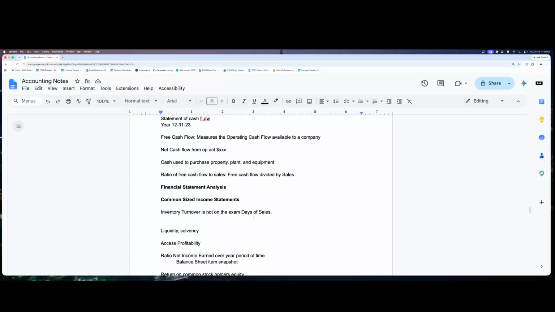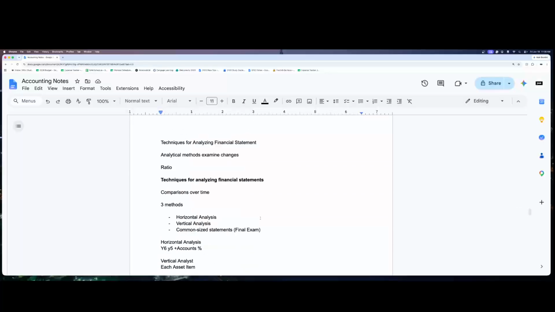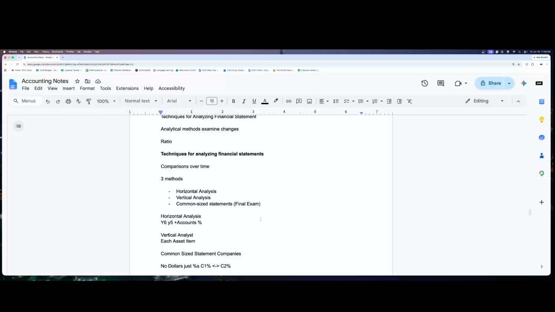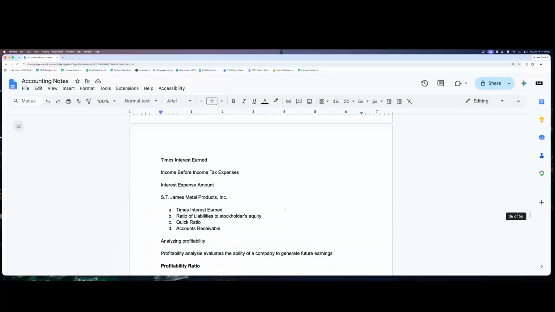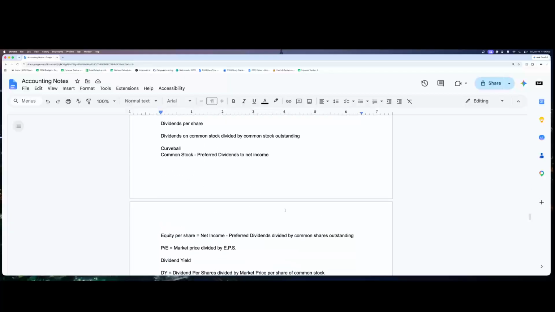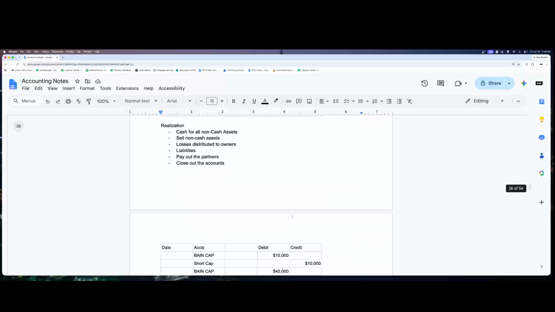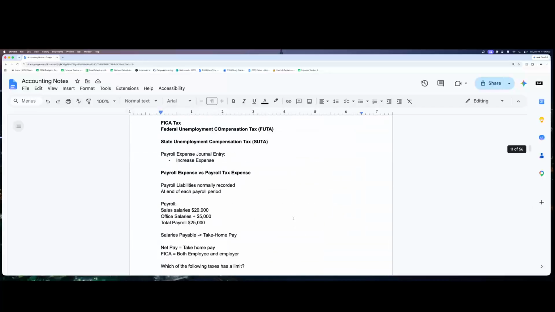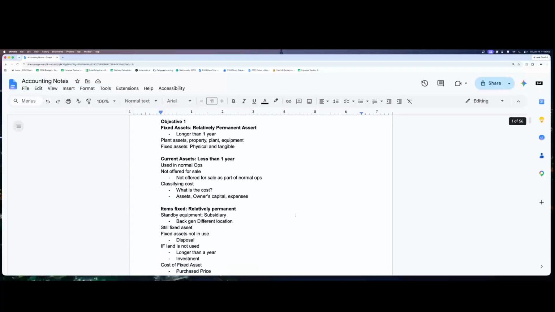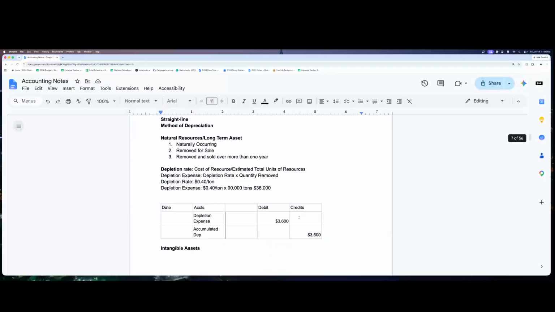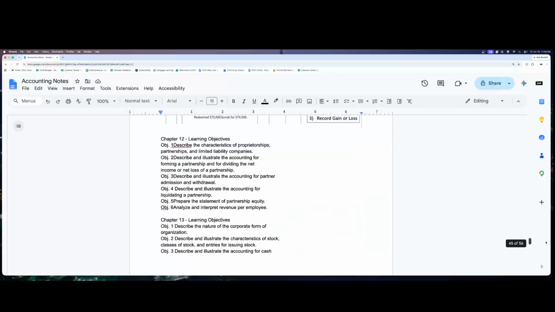And then things such as financial statement analysis, common size income statements, the different techniques of analysis of these financial statements, horizontal, vertical, common size statements, as well as the different ratios in regards to profitability, liquidity, or solvency. So this is pretty much the gist of some of the stuff you guys should know. I'll go more in depth and make individual videos talking about some of this stuff so we can get a better idea about what exactly we have to know here.